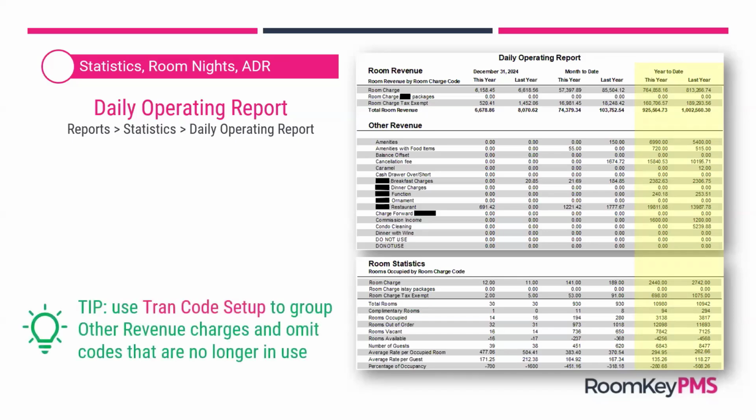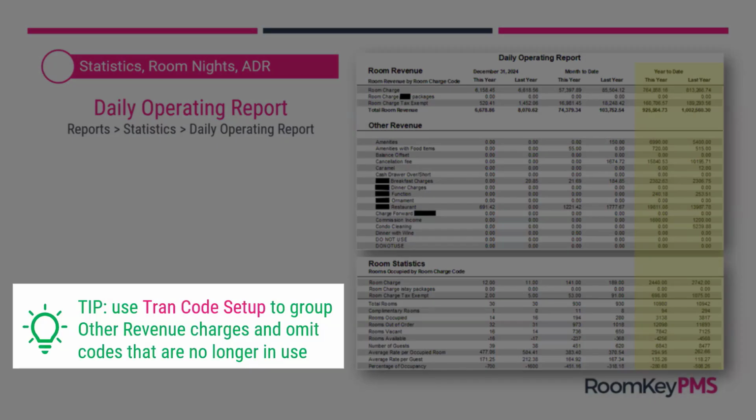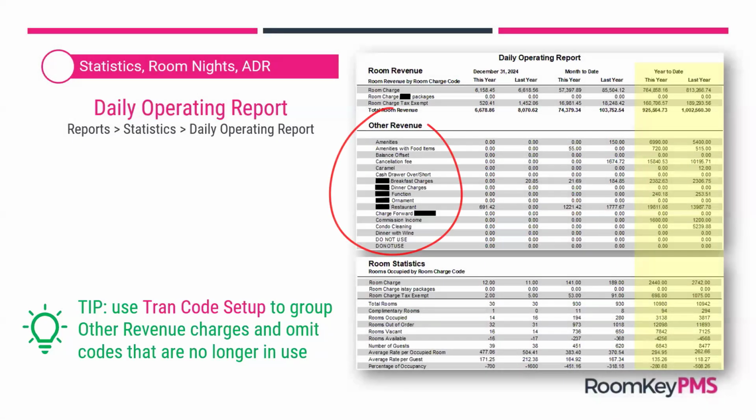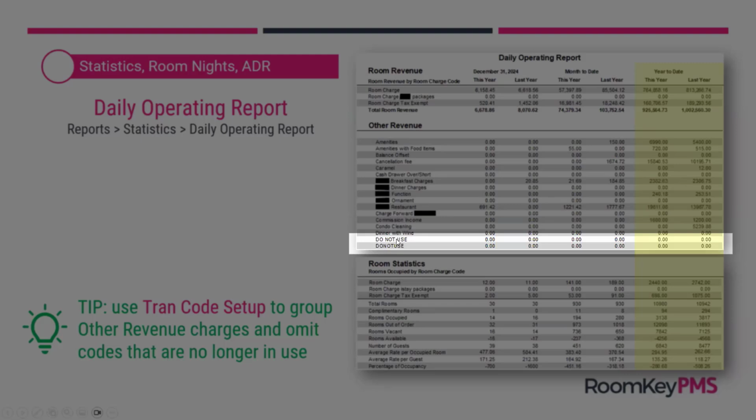Now, one thing that I would like to just note about this report, we've got a little bit of a tip here. When you're generating this report, sometimes you may have transaction codes that you don't use anymore or have since been deactivated. Or if you would like to group your transaction codes, we have a tool called the Tran Code Setup, and you can actually group these revenue charge codes into subgroups within the other revenue section. Likewise, if you've got any charge codes that are set to do not use, when you create groups, you can omit these do not use transaction codes.